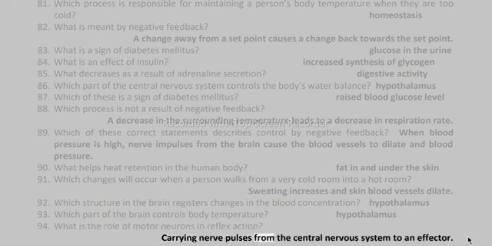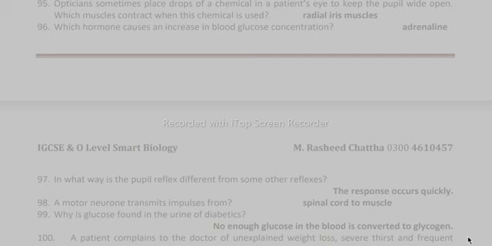94. What is the role of motor neurons in reflex action? Carrying nerve pulses from the central nervous system to an effector. 95. Opticians sometimes place drops of a chemical in a patient's eye to keep the pupil wide open. Which muscles contract when this chemical is used? Radial iris muscles. 96. Which hormone causes an increase in blood glucose concentration? Adrenaline.